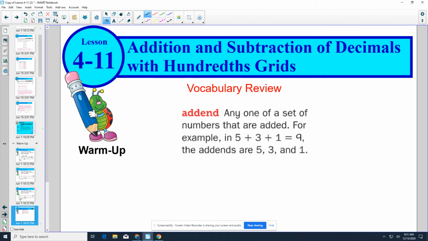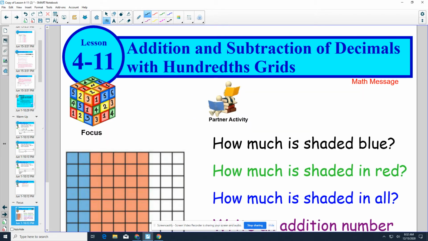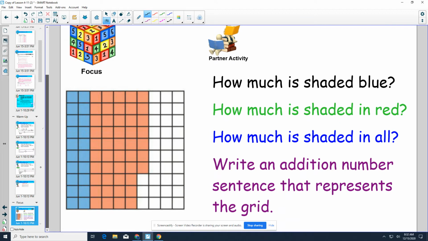All right, something that you might see come up for vocabulary in math is called an add-in. Any one of a set of numbers that are added. For example, 5 plus 3 plus 1 equals 9. The add-ins are 5, 3, and 1. So the add-ins are basically just numbers in an addition problem that you're adding together.